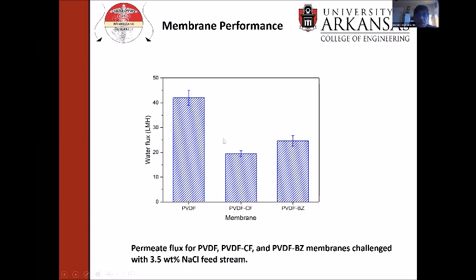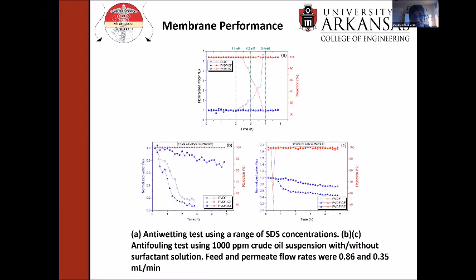The water flux for the PVDF membrane, base PVDF, is the highest. PVDF-CF is lower, probably because we have smaller diameter fibers, so the pores are probably smaller. And the PVDF-BZ is slightly higher than the PVDF-CF, probably because we have that hydrophilic layer that faces the feed stream. Let's now look at some actual performance data.